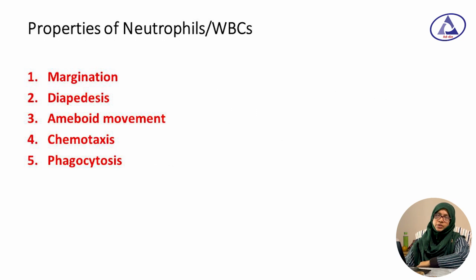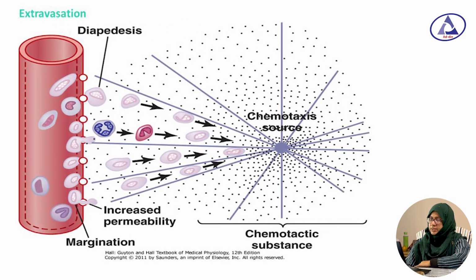Now let us discuss the properties of the WBC. The properties are margination, diapedesis, amoeboid movement, chemotaxis and phagocytosis. This is the figure. You can see the different properties like margination, diapedesis, amoeboid movement and chemotaxis.